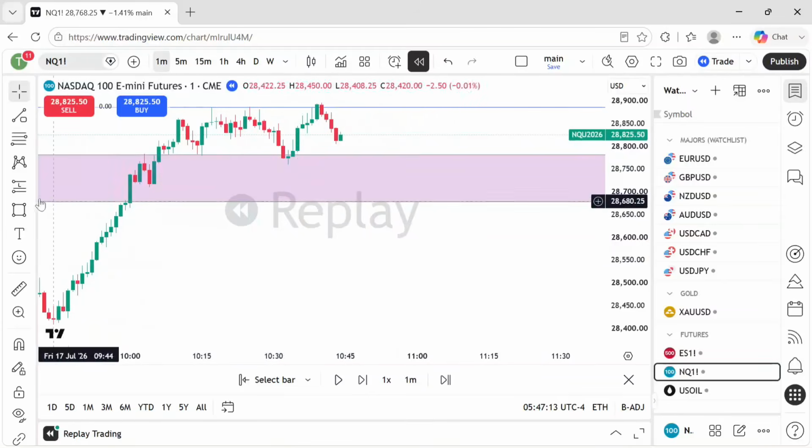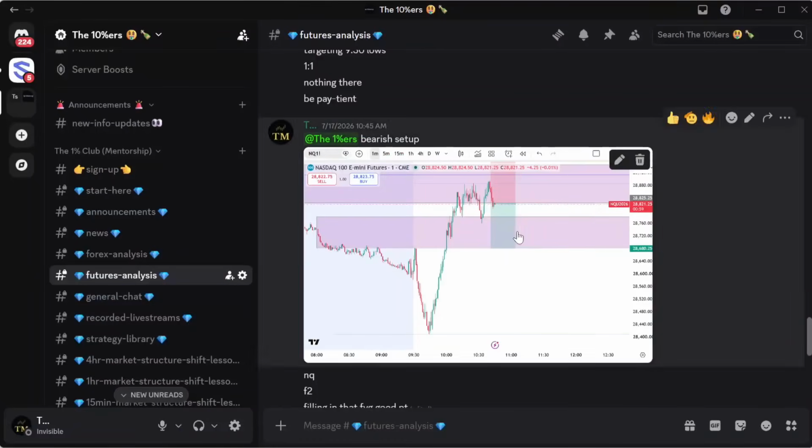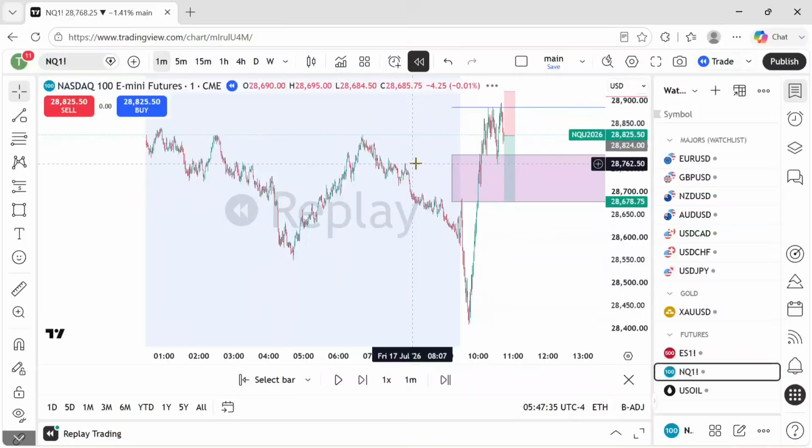This is a one-to-one strategy. You would enter right here as you're going into the 10:45 close. Your target, as I showed in the 1% club, right here, one-to-one, stop for ample wiggle room.